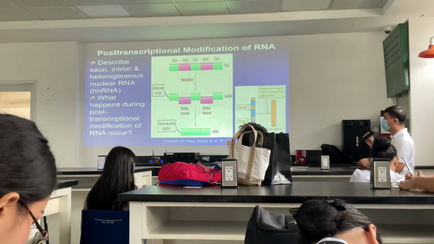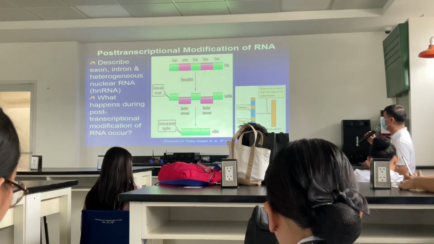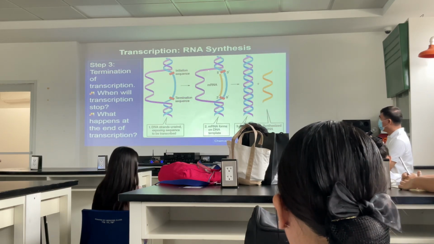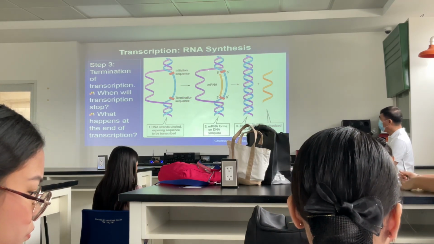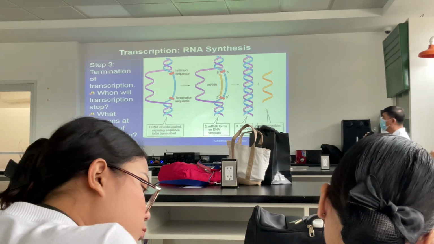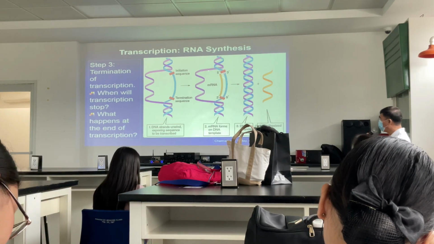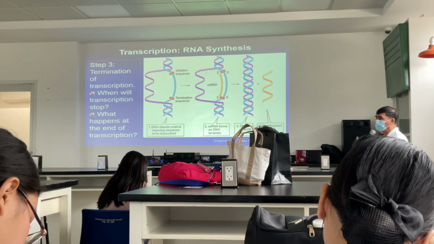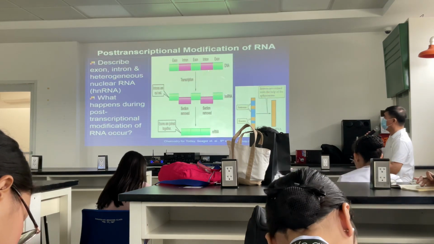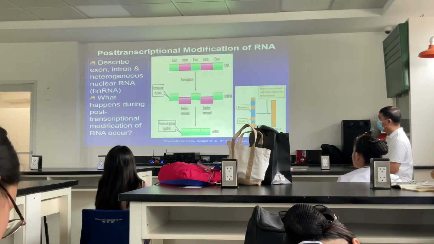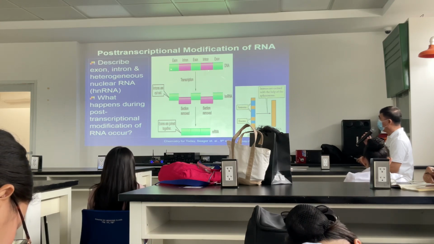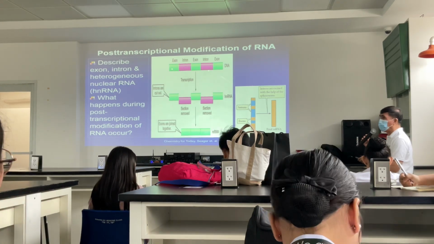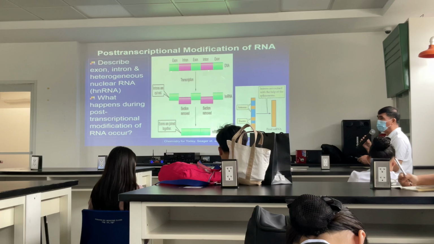So what will happen during post-transcriptional modification? Let's go back. During synthesis of RNA from the template strand, there are regions in the genes found in the DNA strand that are coding and non-coding. So what is an exon? An exon, colored green, is a segment in the gene that codes for the synthesis of an amino acid during protein synthesis.